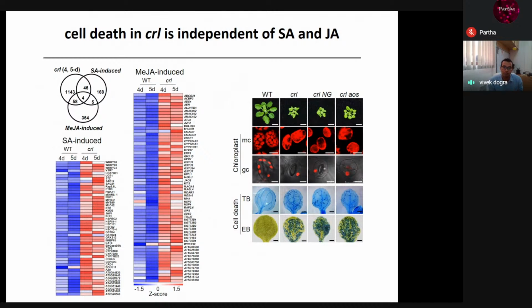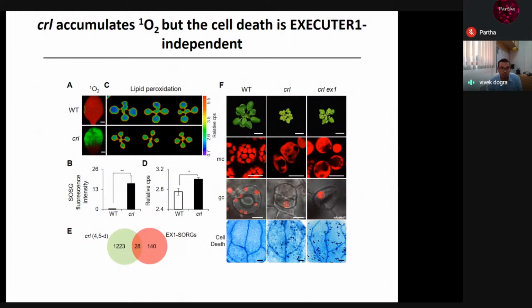Now we have double mutants. We were not having JA or SA, with this being the SA deficient mutant and this the JA deficient mutant, but still they were having cell death similar to CRL. So from here we thought, okay, JA and SA are not playing any role. So then what could it be? We thought probably ROS oxidized products could be the molecules.